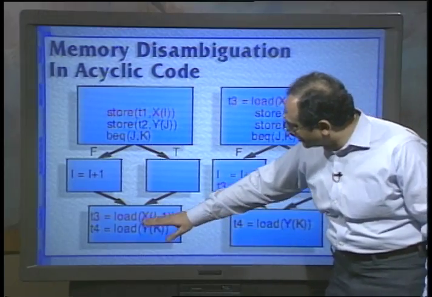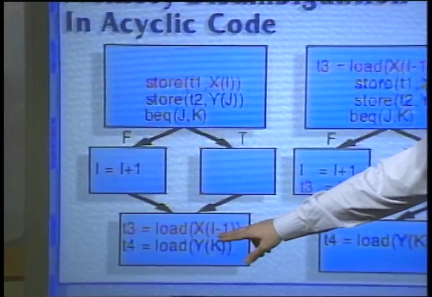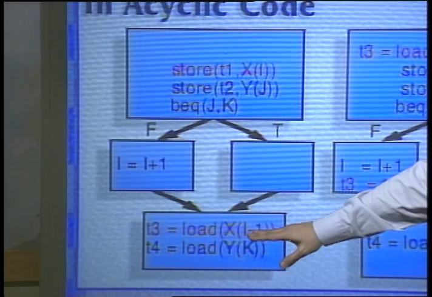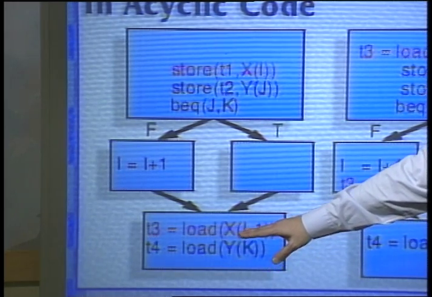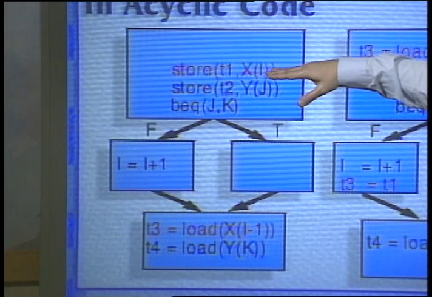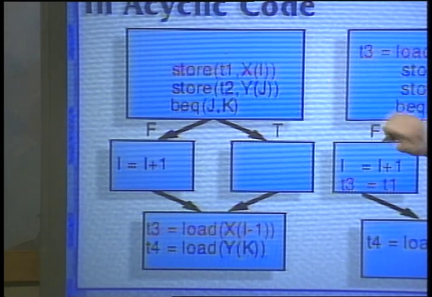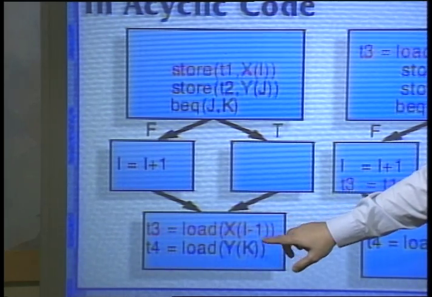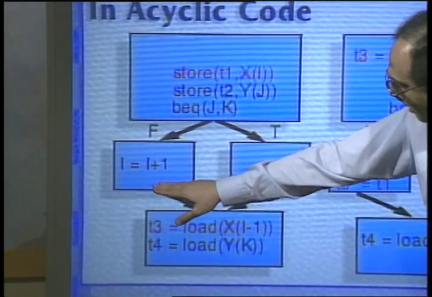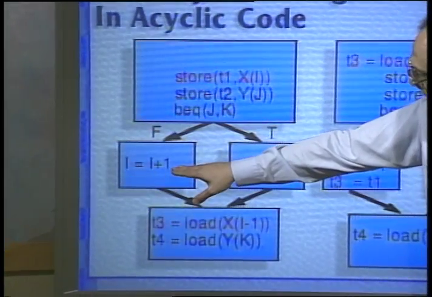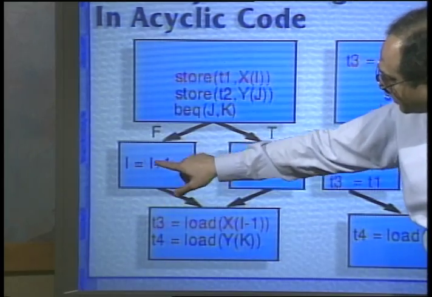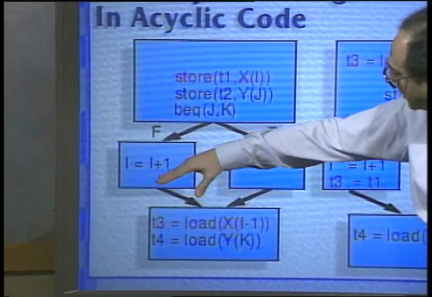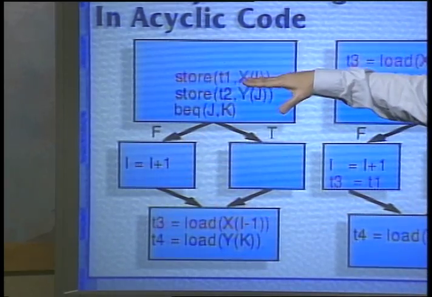Let's start off by considering this load operation over here from the array element x of I minus 1. What we would like to know is whether this location being referenced is the same as this element of x that was stored to over here. We can repeat this process of symbolic evaluation. I minus 1, when we come over here, we see that I was assigned equal to I plus 1. So we substitute I plus 1 for I. So I minus 1 becomes I. And therefore, x of I minus 1, when moved over here, becomes x of I.